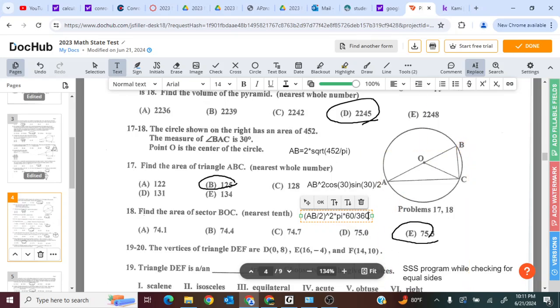Oh yeah, never mind. You're not looking for that. You're not removing the BOC triangle. So yeah, 75.5.